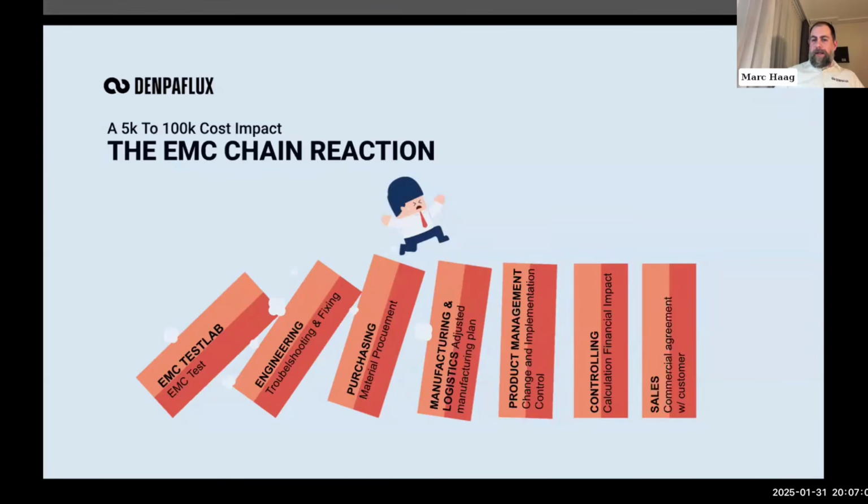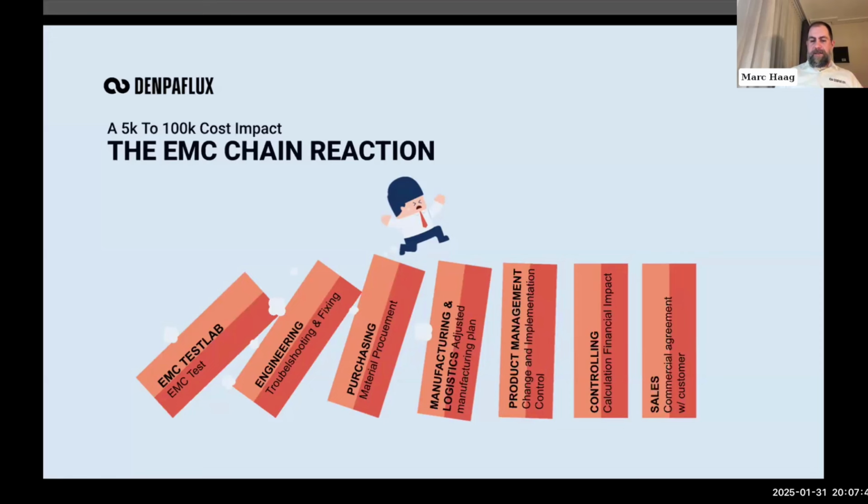test is not going well, and you are under such pressure as a company to bring the product to the market, that engineering starts grinding on that, doing the troubleshooting, and then it goes all the way down through purchasing to buy certain materials to contain those EMC issues by using ferrite beads, EMC foil, EMC filters, and stuff like that. And that goes all the chain down, right? Because then you have the manufacturing cost, logistics, product management, controlling, and everybody's on board.